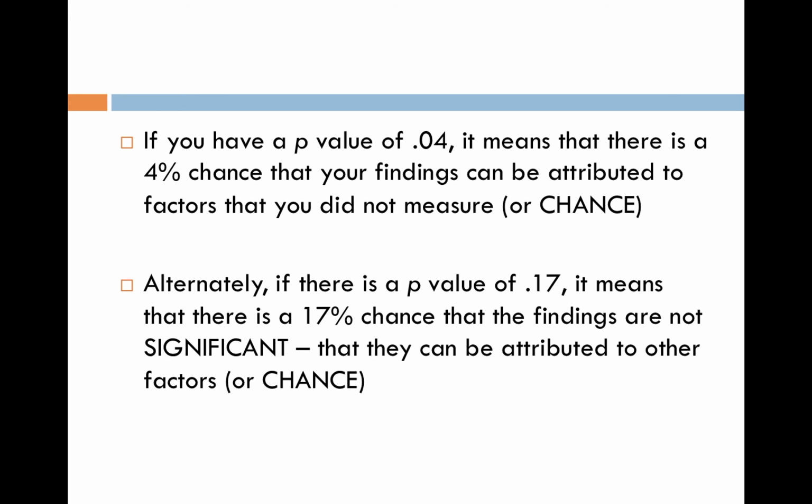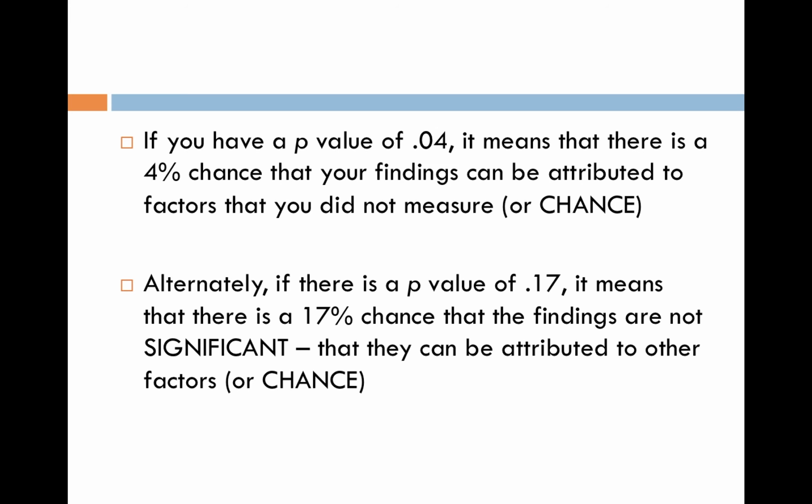If you have a p-value of 0.04, it means that there is a 4% chance that the findings you got can be attributed to factors you didn't even measure. And we refer to that as chance or luck. Alternately, if there's a p-value of 0.17, it means that there's a 17% chance that the findings are not significant, and they can be attributed to other factors or chance. And so you want a lower number, and at 0.05, we say it's a significant finding.